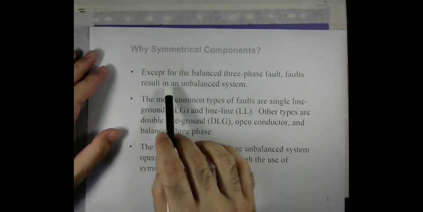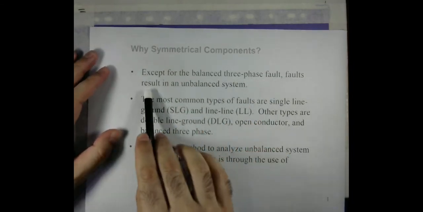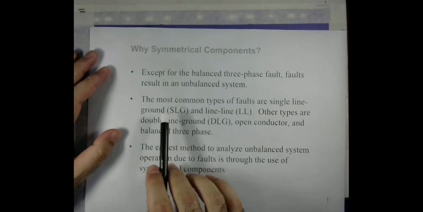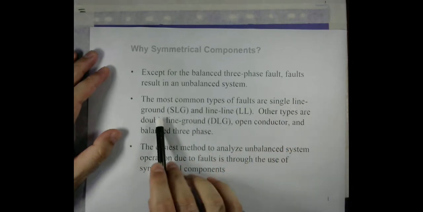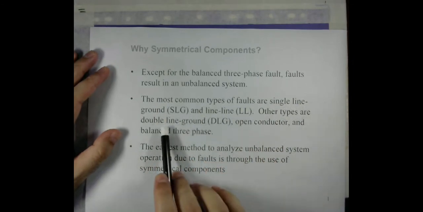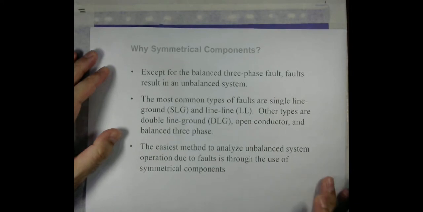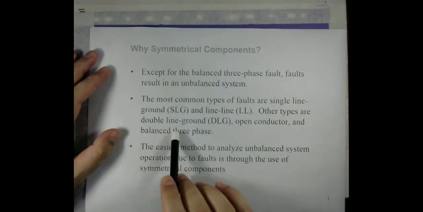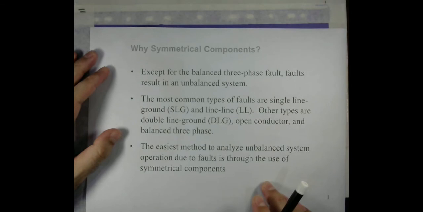Except for the balanced three-phase fault, faults result in an unbalanced system. The most common types of faults are single line to ground and line to line. Other types are double line to ground, an open conductor, and balanced three-phase faults. The easiest method to analyze unbalanced system operation due to faults is through the use of symmetrical components.